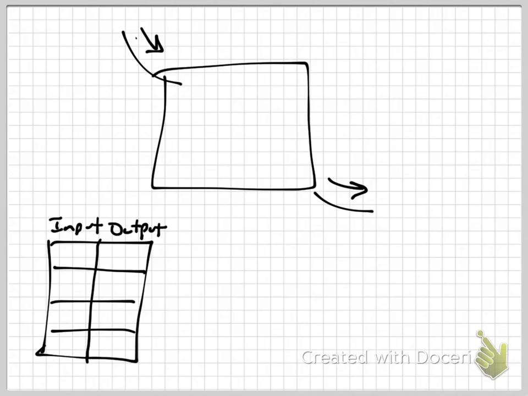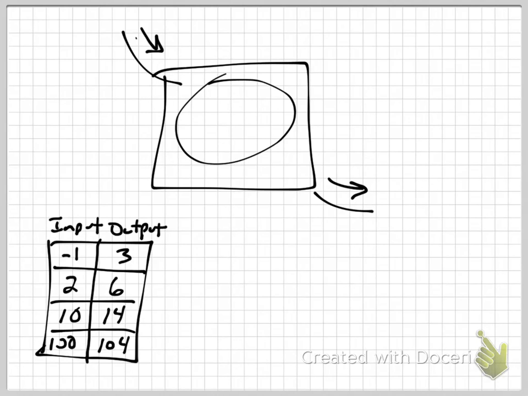Here we go. If the input was -1, it came out 3, just watch. Then I put in a 2 and it came out 6. Then I put in a 10 and it came out 14. Then I put in a 100 and it came out to be 104. Tell me what this function is. What is going on in the box? Now here's the deal. Try and say it algebraically. What is the function?